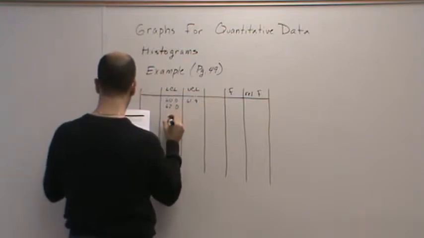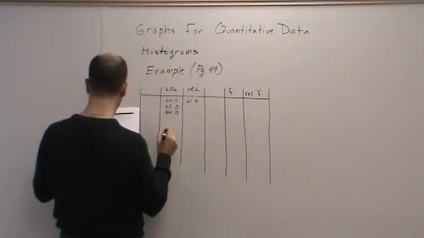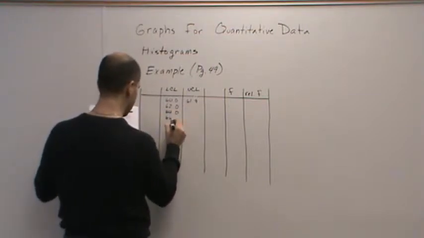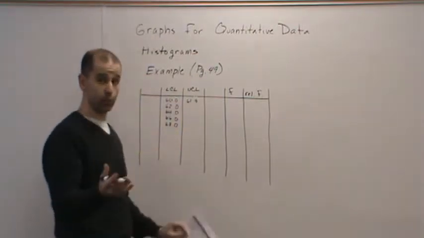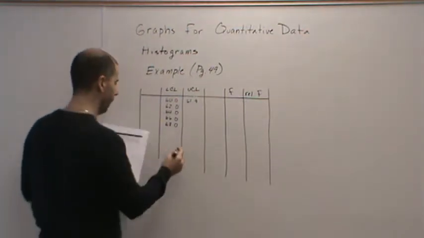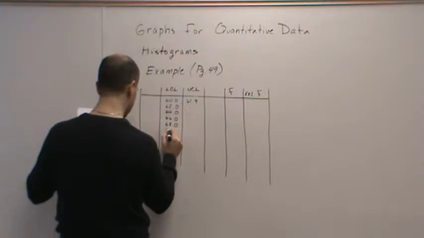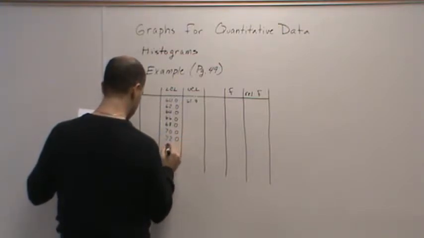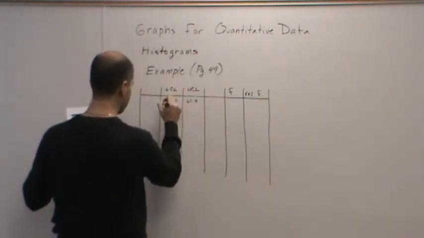62.0, I'm just going to write these out. 64.0, 66.0, 68. So they're going by 2s. So the class width we know is 2 in this case. So this is 6 feet right here, because this is inches. Remember, these are in inches.